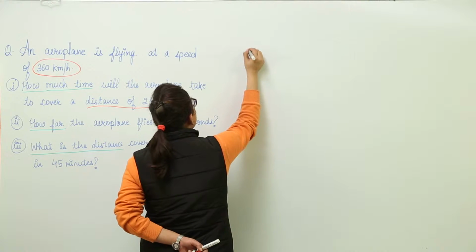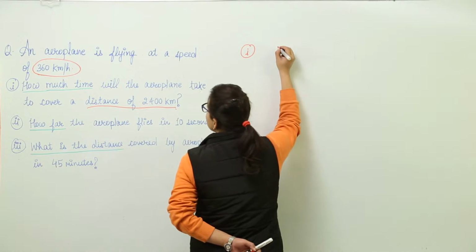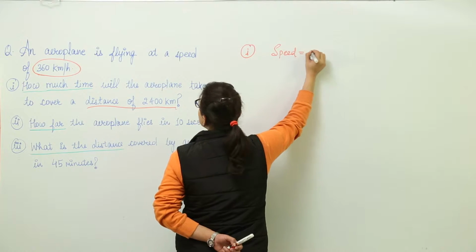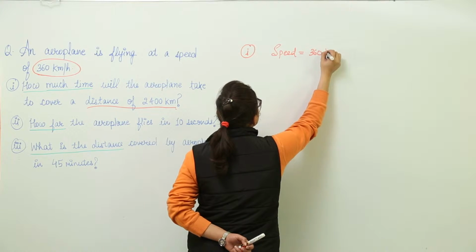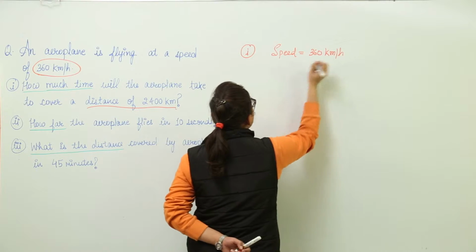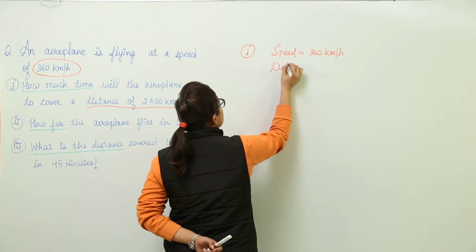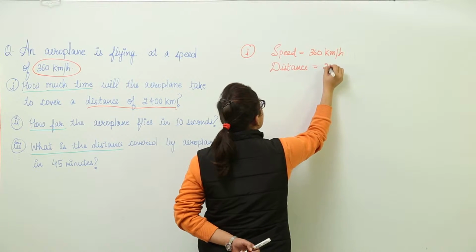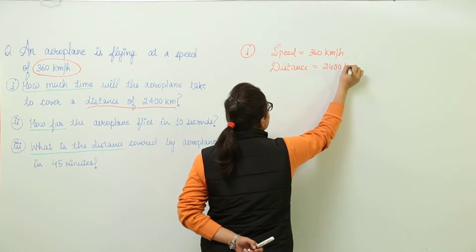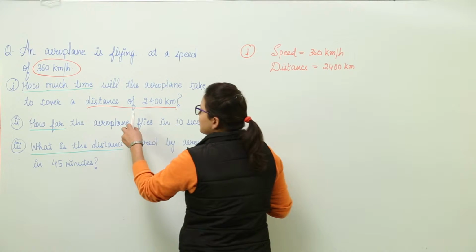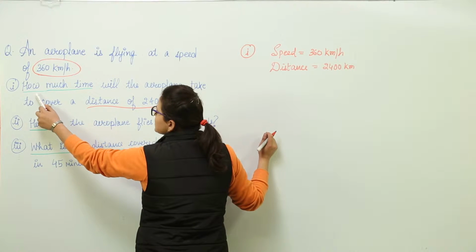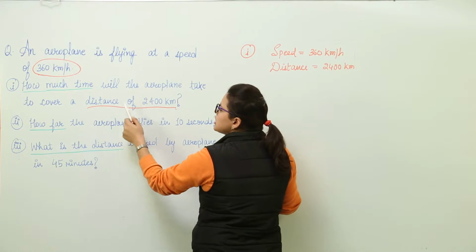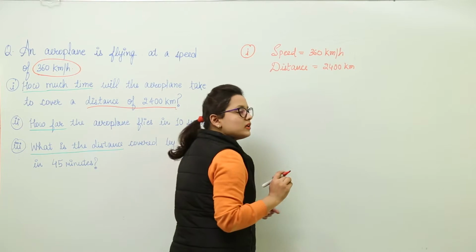For the first part, let us write down first the speed. The speed is given to us as 360 kilometers per hour. And the next data given to us in the first part is the distance, that is 2400 kilometers. Now what do we have to find? Here the question is asking us how much time will the aeroplane take to cover a distance of 2400 kilometers.